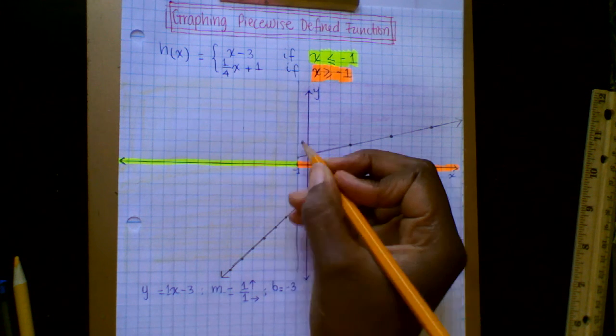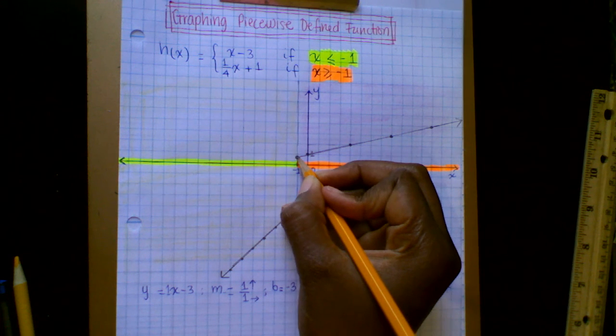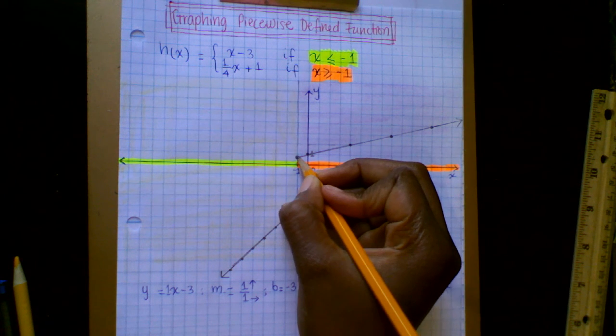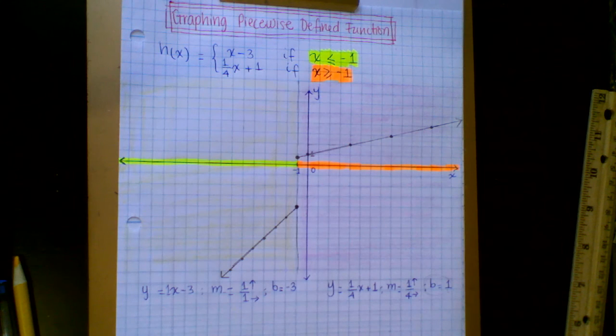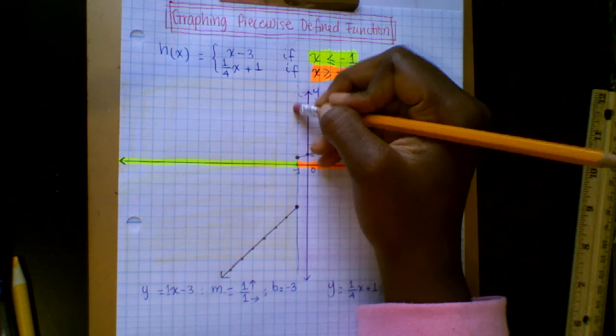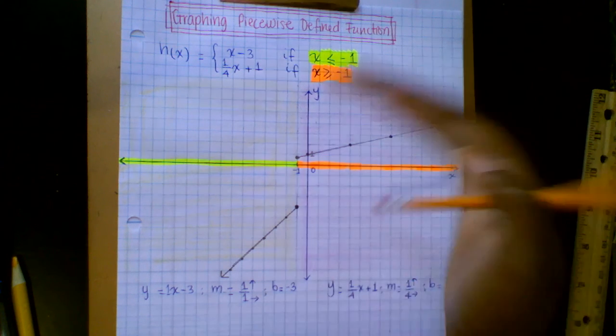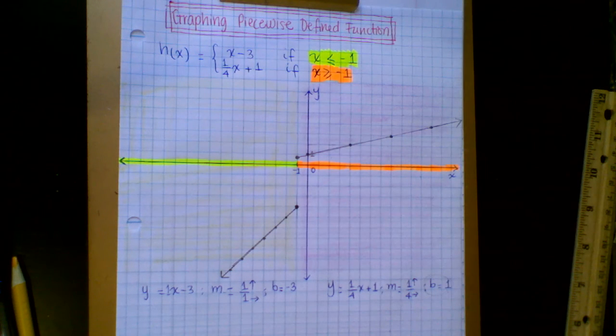So on the linear function there is going to be a full dot, because the x value can also be -1. Now I am done. If you want, you can erase the visual reminder line because you don't need it anymore, and you're done graphing our piecewise defined function.